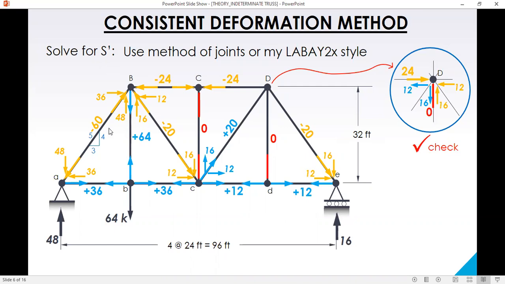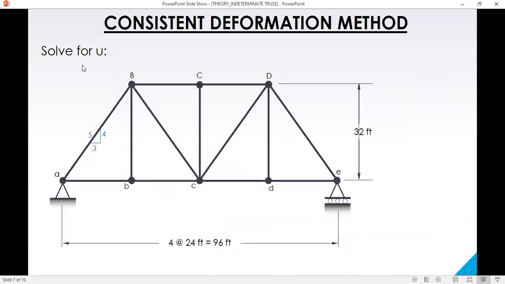Okay. Force of members due to the real load with the support at C removed. After this, we solve for U. U is force of members due to a unit load. Now, since the constraint removed is the deflection at C, since we allow C to displace, we apply the unit load. So we will apply unit load at joint C. Let's assume downward.